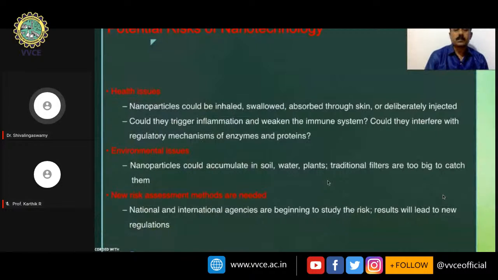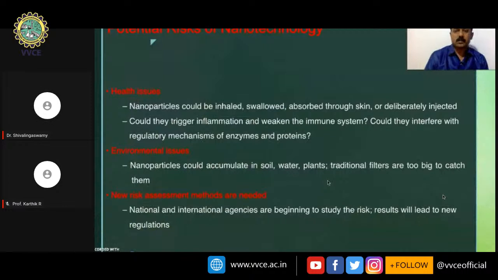And even with respect to the environment, there are certain issues. These nanoparticles accumulate in soil, water, plants, etc. And if they have harmful effects, it will be very difficult to separate them out later because they are very small in size. Hence, in order to attend to these issues, we may have to impose new regulatory methods to assess the risk as well as to manage them.